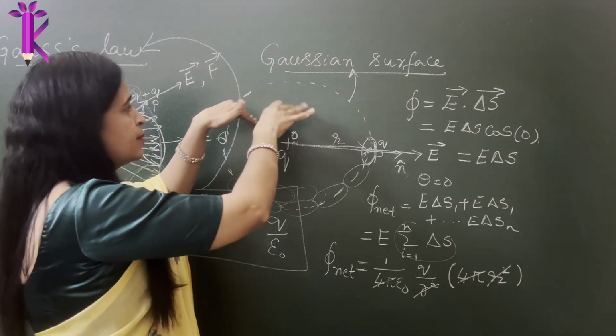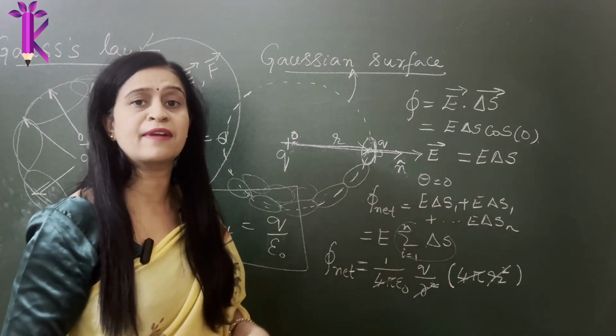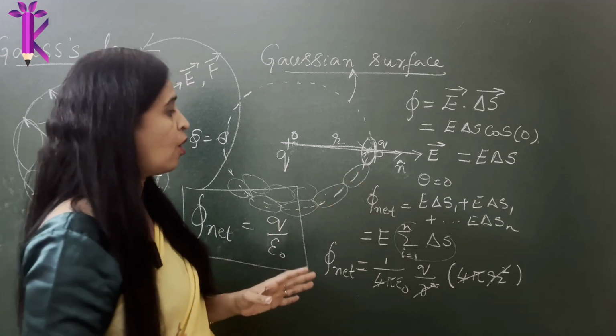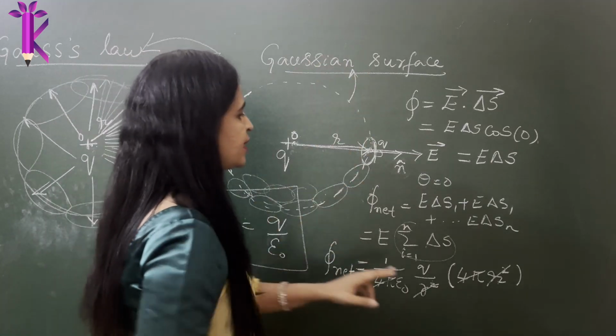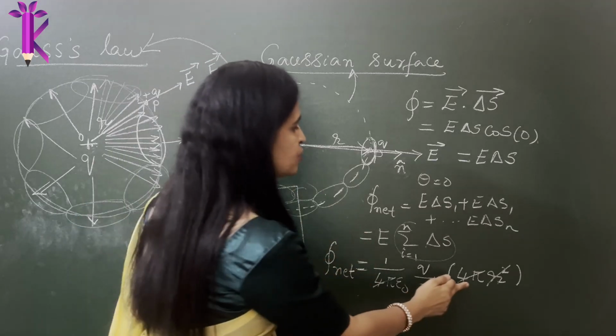Also something goes into the board, on the surface, below the surface; everywhere the angle between the electric field and the normal to the surface area is 0. So we know it's a sphere. When we know it's a sphere, we know by geometry the area of the sphere is 4 pi r square.